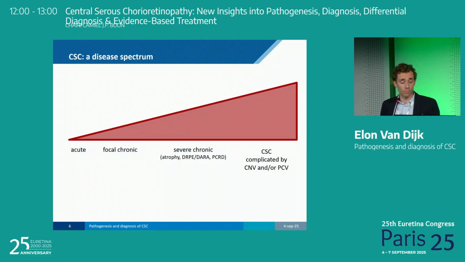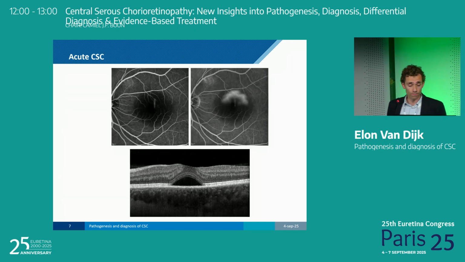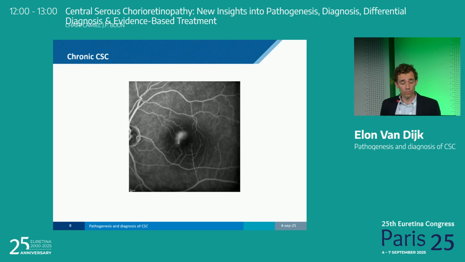CSC is part of a disease spectrum. So you have acute CSC, chronic CSC, severe chronic CSC, and also CSC can be complicated by either a macular neovascularization or polypoidal choroidal vasculopathy. So an acute CSC typically has a smokestack of leakage on the FA, like here. So this is the early phase FA and this is the later phase. And usually the subretinal fluid in these types of patients resolves spontaneously within 3 to 6 months. So in these patients in general, you can just wait and see, no treatment needed in the first instance.